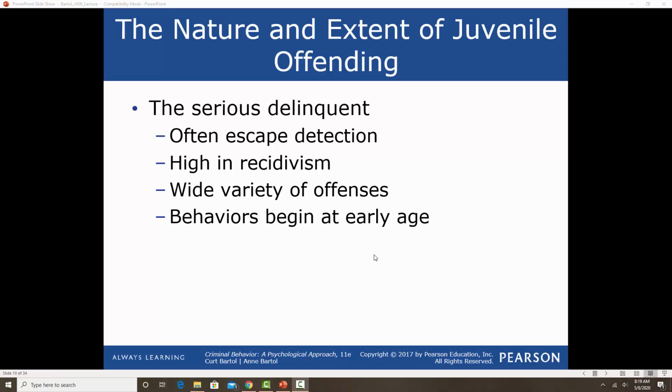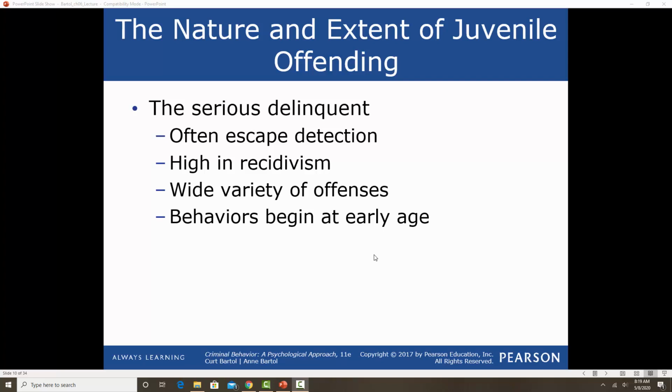Those who do often escape attention. A 1981 study indicated that only 3 to 15% ever result in police contact. A second study done in 1987 suggested that the serious repetitive juvenile offender escaped detention 86% of the time. And remember, that's why we have that dark figure of crime with juvenile offenses. This data also suggests a small percentage of young people are committing a substantial amount of the offenses.